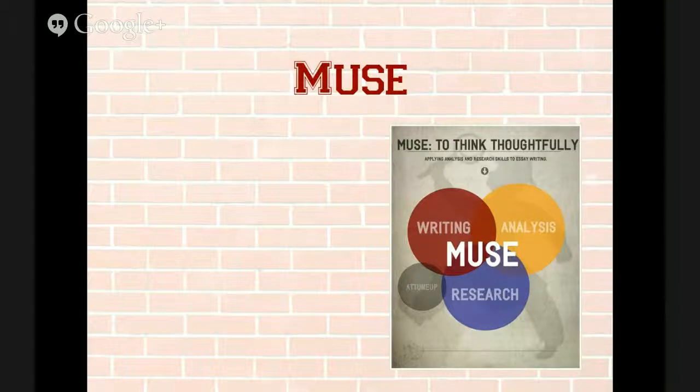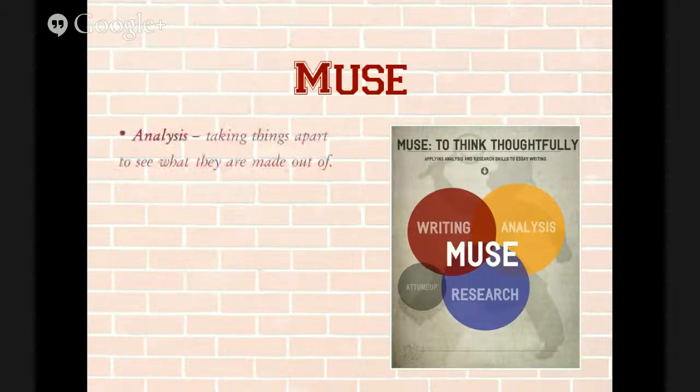Welcome to Muse. Muse has three main parts, as you can see illustrated in the graphic to the right. Muse is all about writing, analysis, and research. So let's quickly go ahead and define these terms. Analysis is where we take something apart so that we can understand it better, to see what it's made out of. And when you take something apart, you understand how it works and understand it much more thoroughly. So that's what analysis is all about.